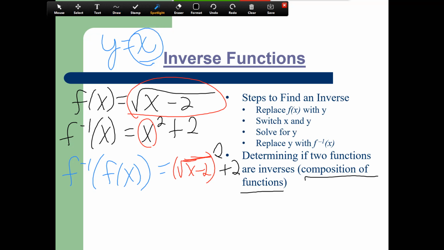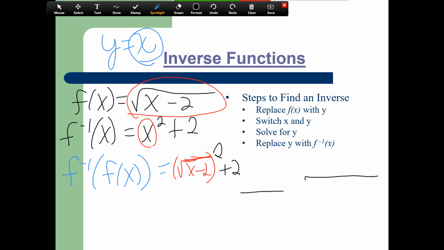Notice that we took this here, which is this, and we plugged in right there. So let's simplify.